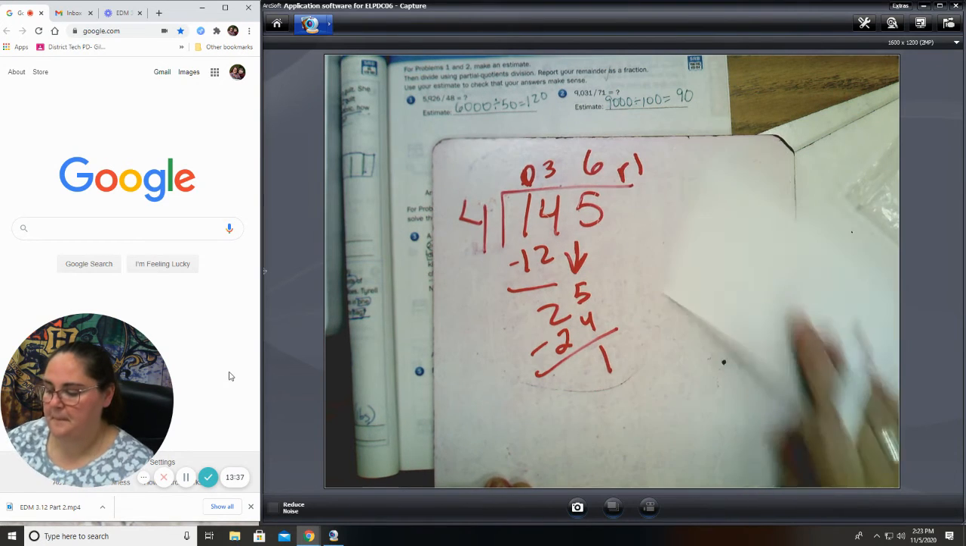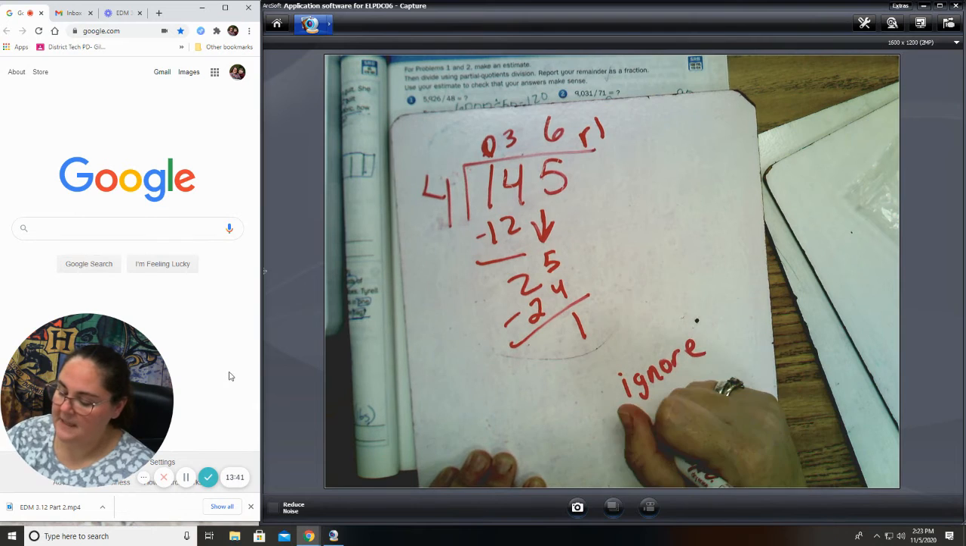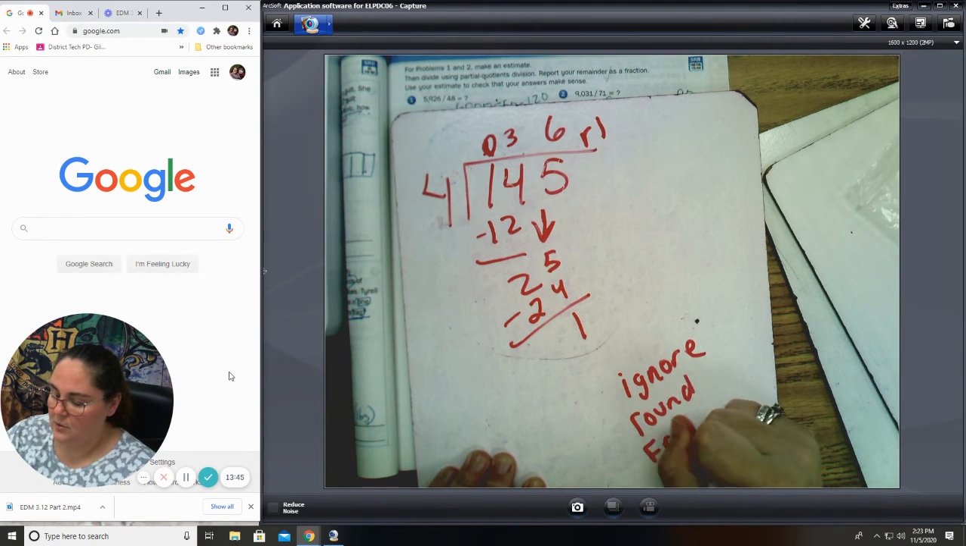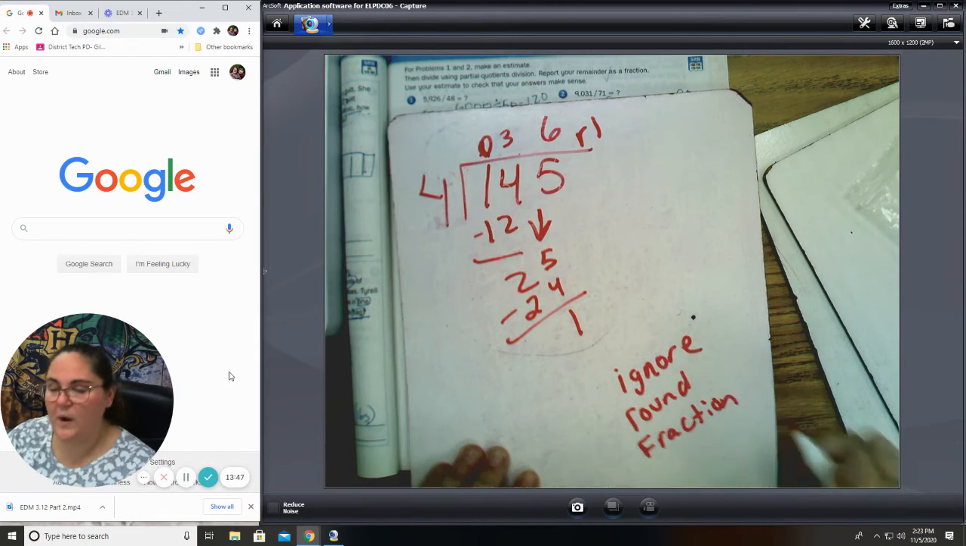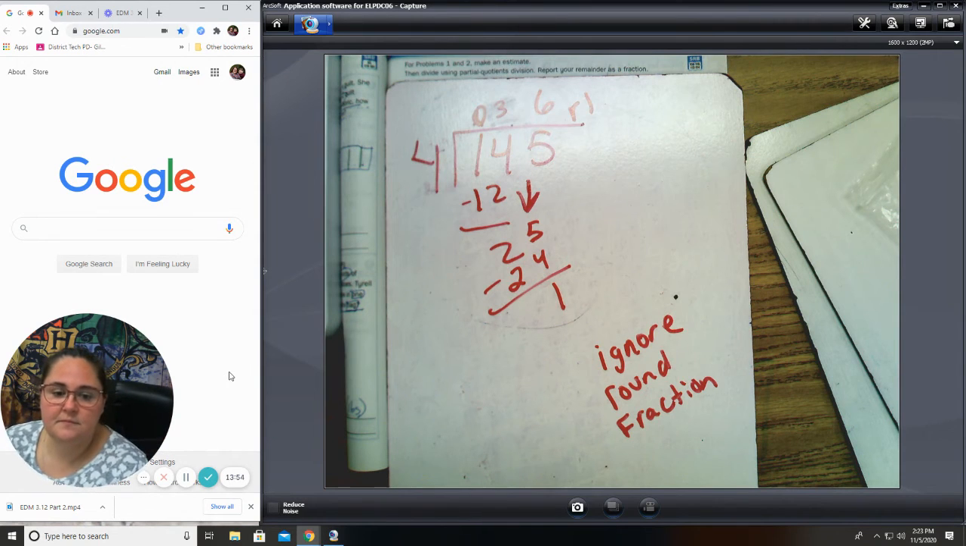All right. Ignore, round, or fraction. What do you think we should do? Ignore it, throw that piece of paper away. Round it, make them all 37. Or make it into a fraction. Use 1/4 of an inch.